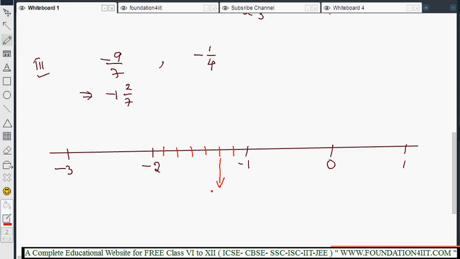Now this is minus 1 2 by 7. Next is minus 1 3 by 7, next is minus 1 4 by 7, and finally minus 2 will come. Okay, this is done. Next we have to see minus 1 by 4. Minus 1 by 4 is a proper fraction between 0 and minus 1. That means 4 parts, so let us make 4 equal parts.